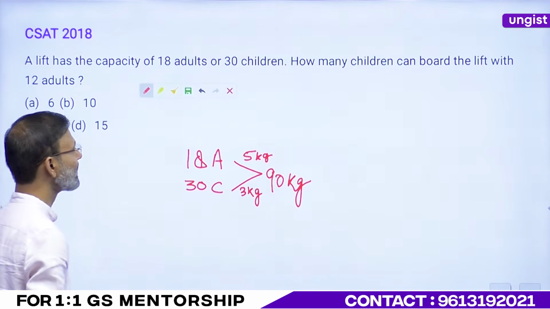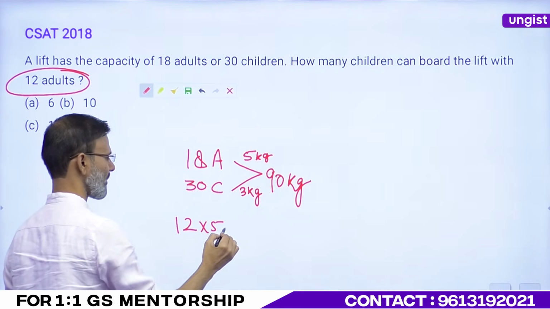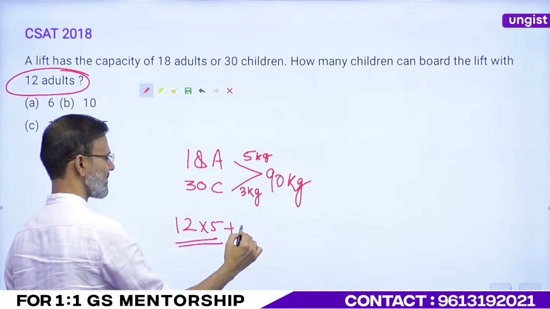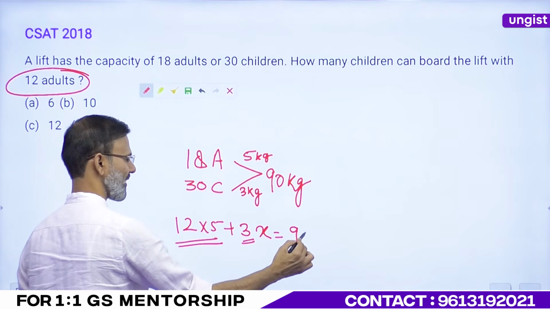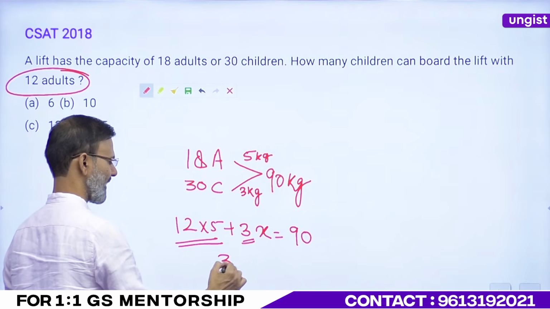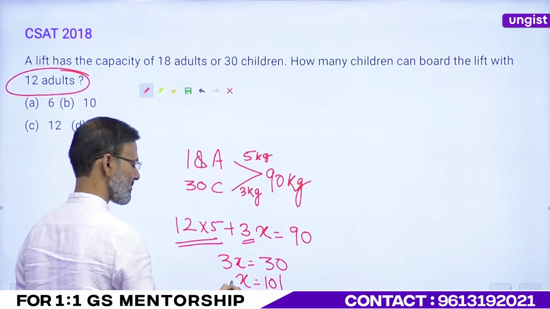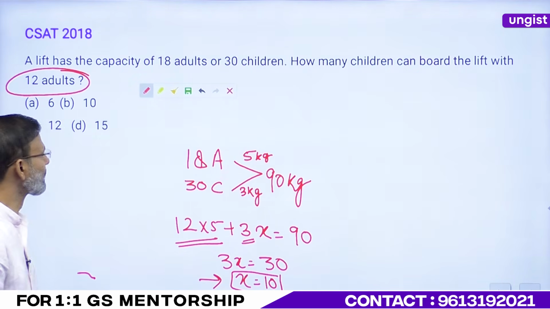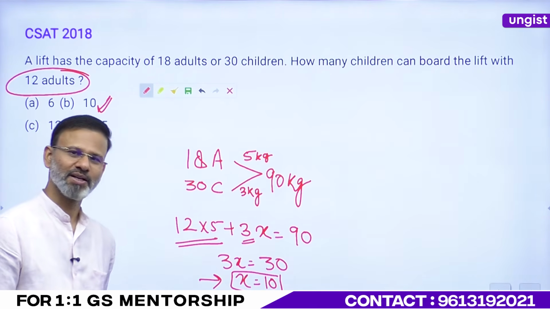Okay, question is saying the lift is carrying 12 adults already. So 12 into 5 plus how many children it can carry with 12 adults. So the weight of one child is 3. So 3 into x is equal to 90. So this is 60 and it will go there, it will become negative. So 3x is equal to 90 minus 60, which is 30. Then x is what? x is 10. So 10 children can board the lift with 12 adults. Okay, everyone. Hope you liked the solution. All right, let's move to the next question.